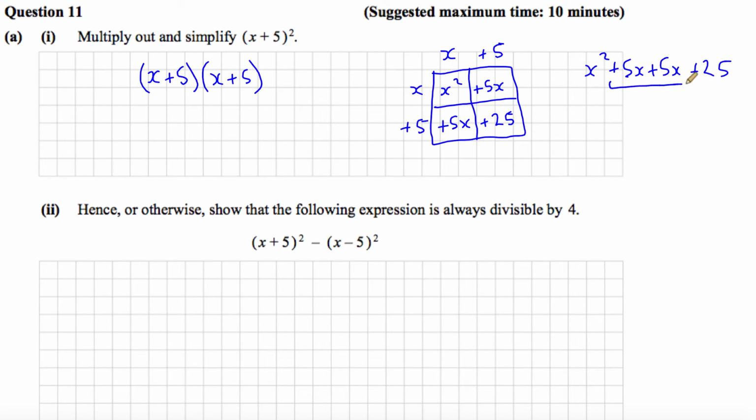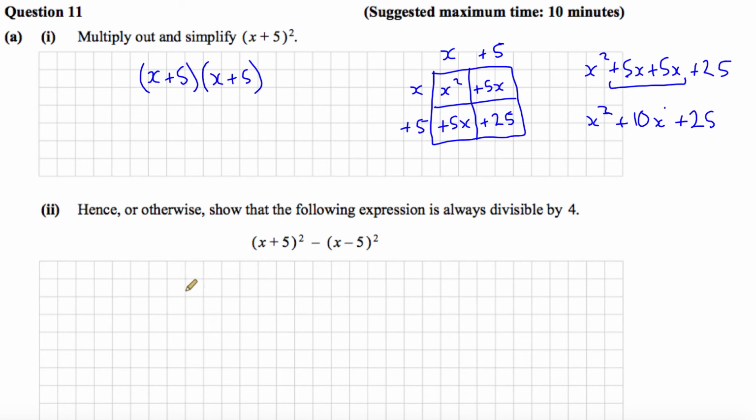And we can see that the two middle terms can combine to give us x squared plus 10x plus 25. And that's our answer. Part 2 says hence or otherwise show that the following expression is always divisible by 4. Okay, so we've got (x + 5) all squared. Well, we just worked that out.